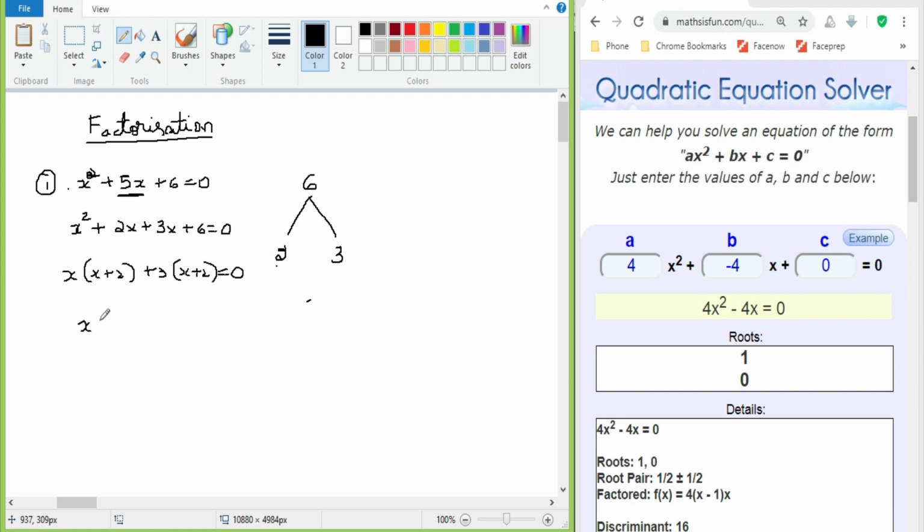Now from this I can tell x plus 2 is common here, and I can take out x plus 3 over the other side, which is equal to 0. Now I can say x plus 2 is equal to 0 or x plus 3 is equal to 0. From this I can say x is equal to minus 2 or x is equal to minus 3.